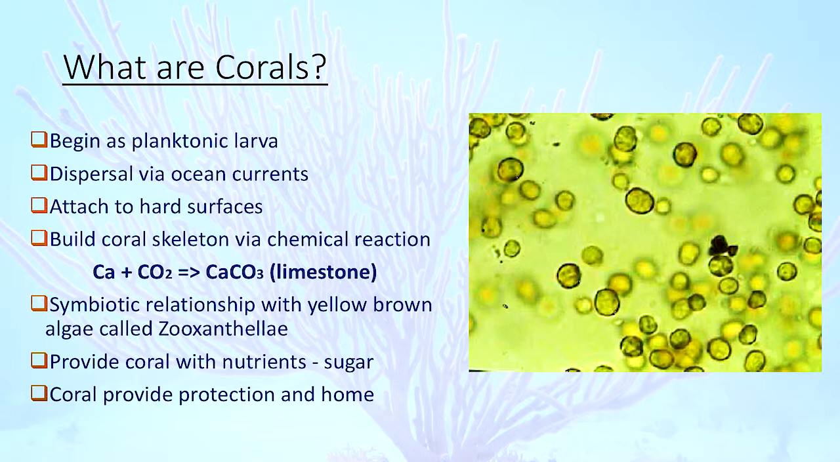So a lot of these algae actually provide nutrients to corals. They're algae, just like many plants in the terrestrial environment. They provide photosynthates via photosynthesis to their coral hosts. What corals do is they provide these algae with a home.